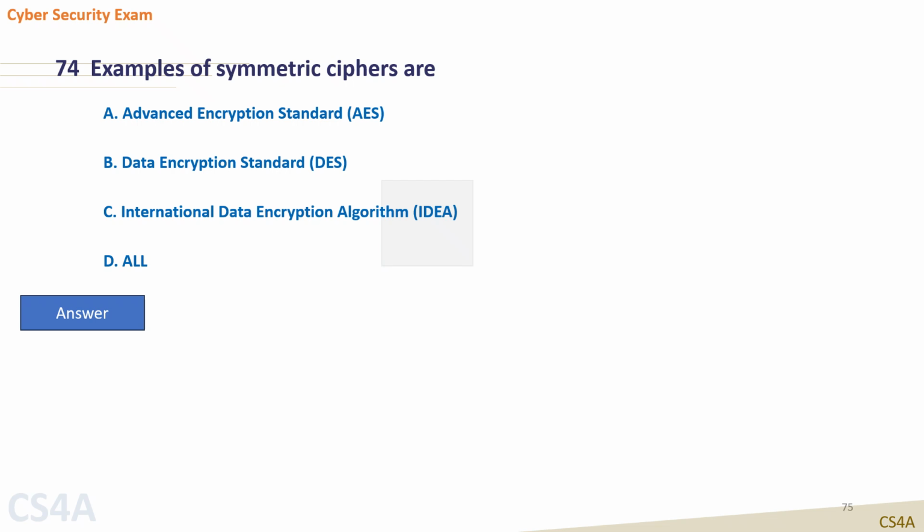So here the question is, examples of symmetric ciphers: Advanced Encryption Standard, Data Encryption Standard, and International Data Encryption Algorithm. So all of them are examples of symmetric ciphers. So the option is D.